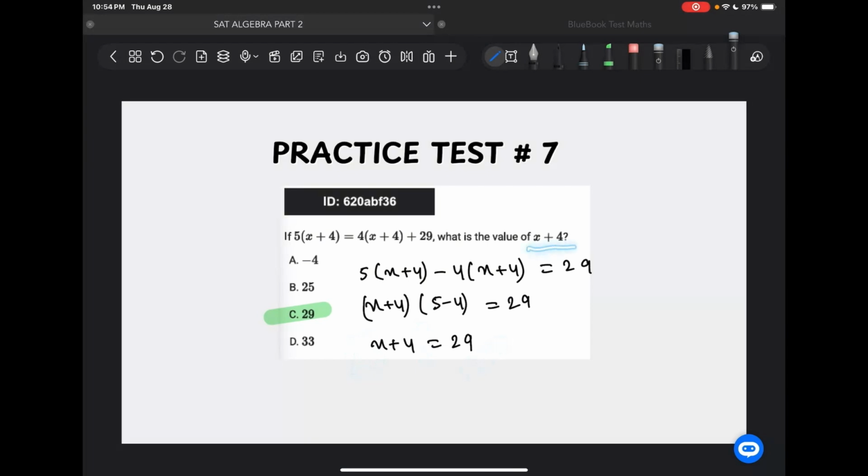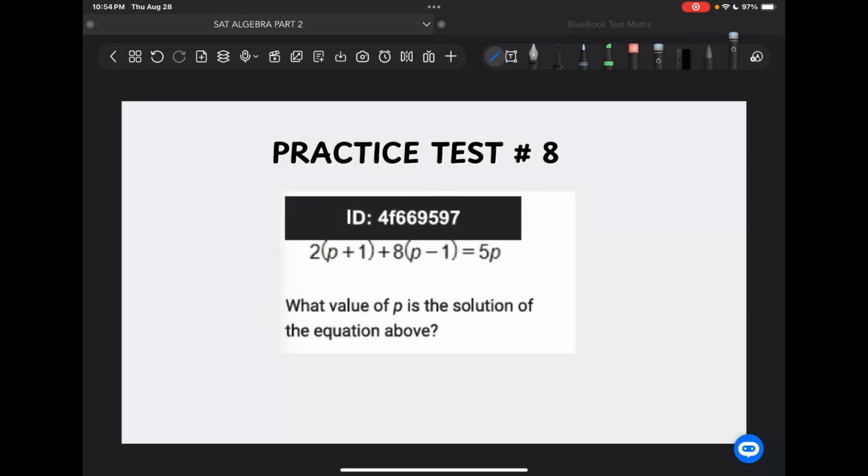We are asked to find the value of x plus 4. So x plus 4 is 29. So our answer is option C. Go ahead and try it out.